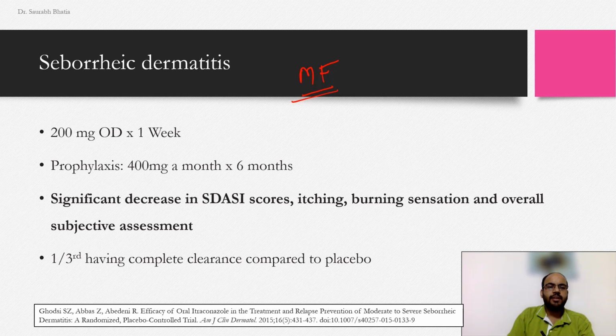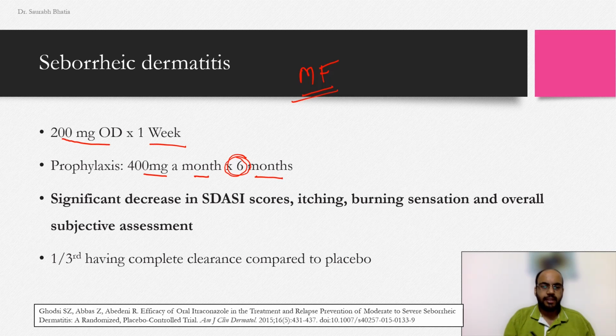The dose that is recommended is 200 mg once a day for a week. You give it for just a week, and if it is recurrent, you can maintain the patient on a prophylaxis of 400 mg once a month for 6 months. I'm clear on that. You give 200 mg once a day for 1 week, and then you maintain on 400 mg a month for the next 6 months to treat seborrheic dermatitis.